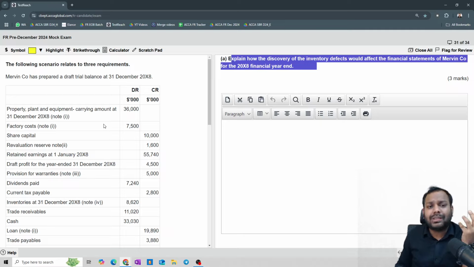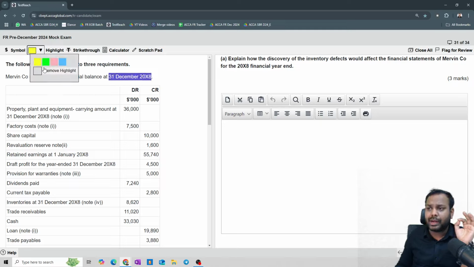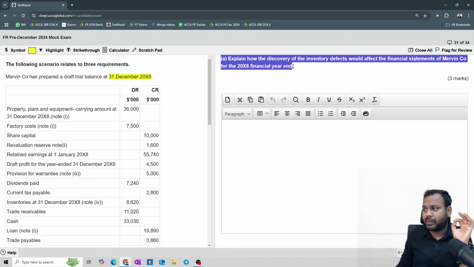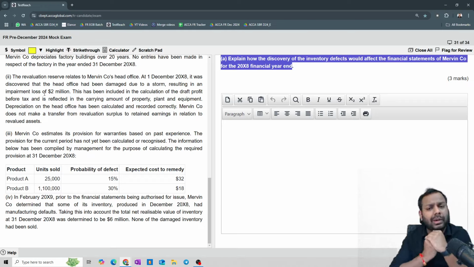Then comes the question, what is the correct way of solving? Read the introductory paragraph, identify the reporting date, highlight the reporting date, go to the requirements, and read the requirements first. First of all, read the requirements, and then come to the case scenario and write the answer that follows. Why am I recommending you to use this approach?